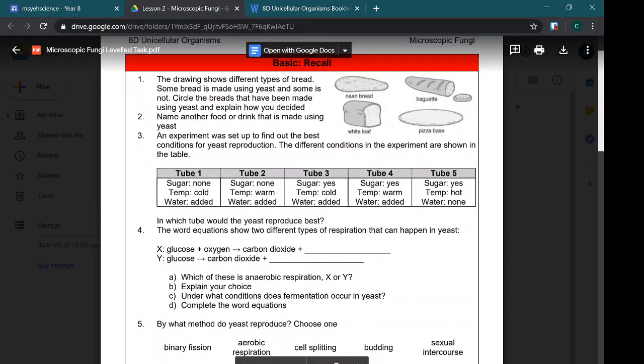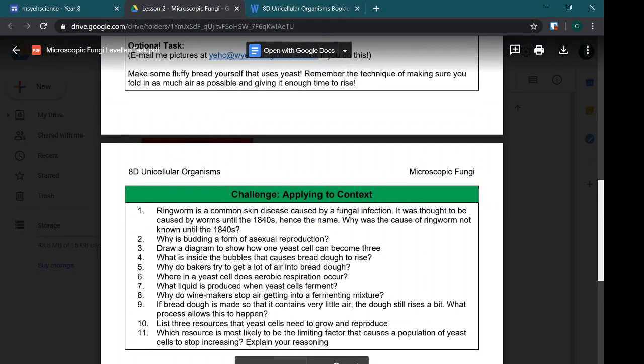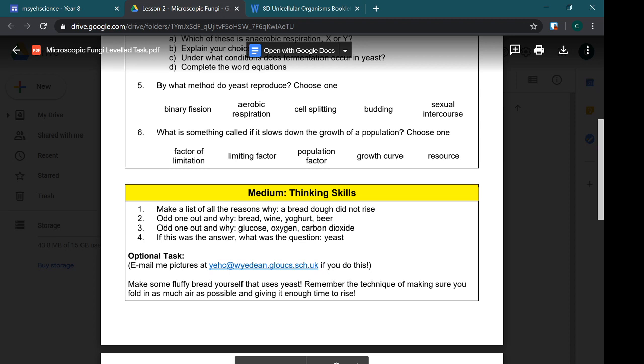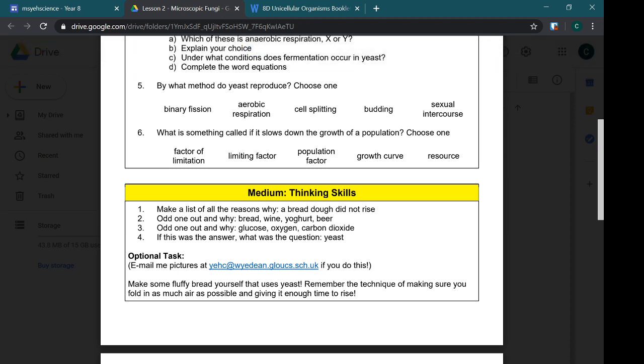And at 11 o'clock, I'll be putting up the answers to this. And remember, if you have a go at the thinking skills section, and if you make any bread, please send me a picture through email.